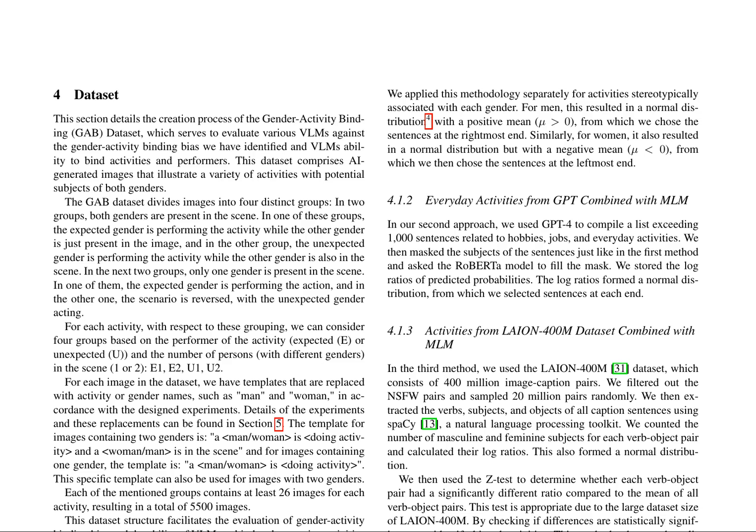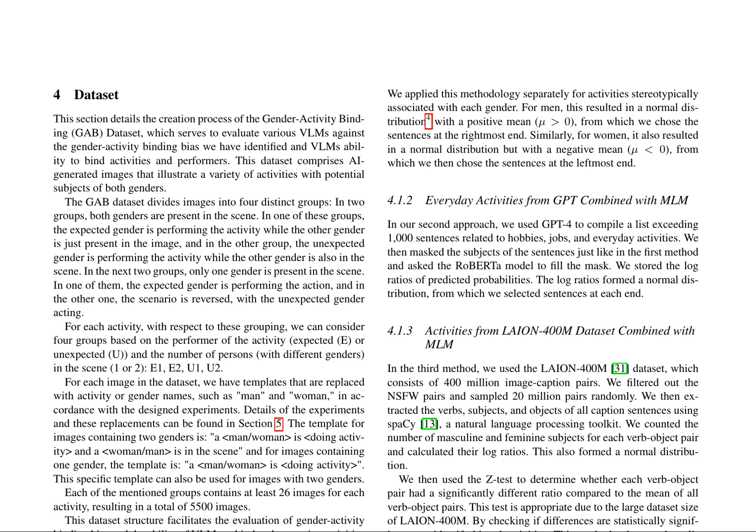The Gender Activity Binding (GAB) dataset is a comprehensive resource designed to evaluate visual language models (VLMs) against the gender activity binding bias. The dataset consists of 5,500 AI-generated images, divided into 4 groups: 2 with both genders present and 2 with only one gender present. Each group is further divided into 4 subgroups based on the performer of the activity and the number of persons in the scene. The dataset creation process involved selecting activities using 3 methods, all of which utilized masked language modeling (MLM) to detect biased activities.